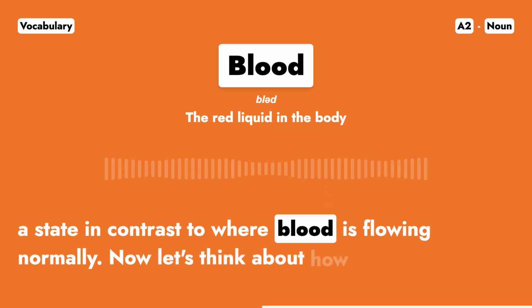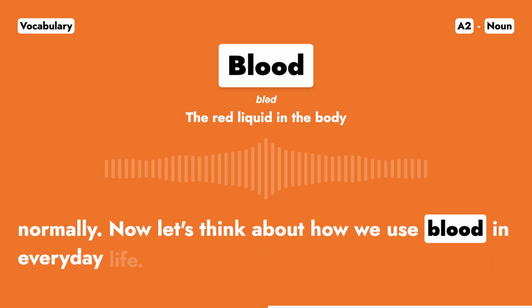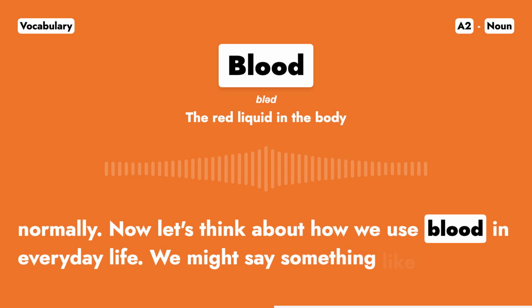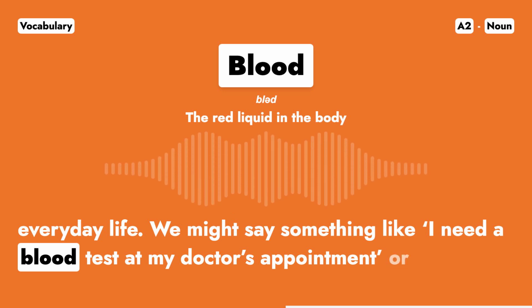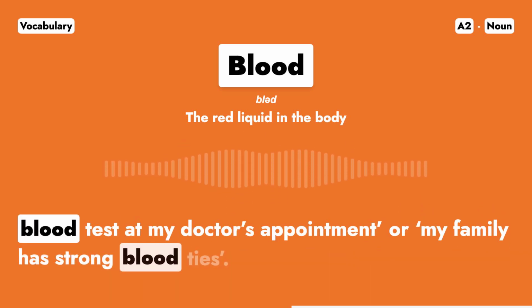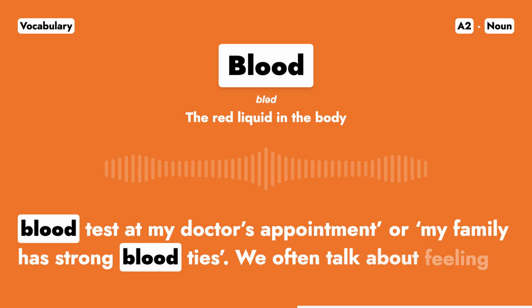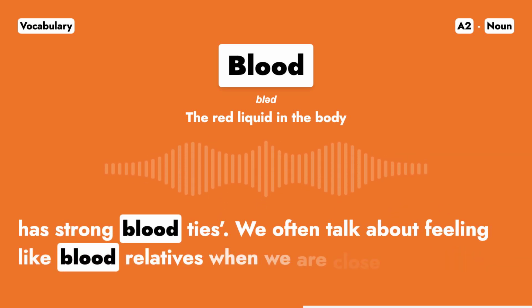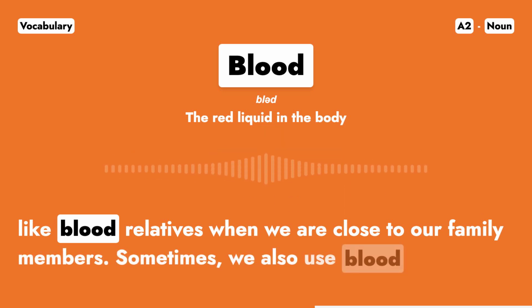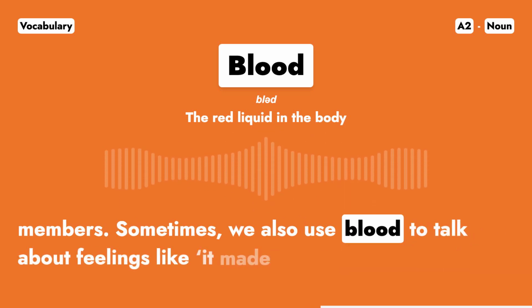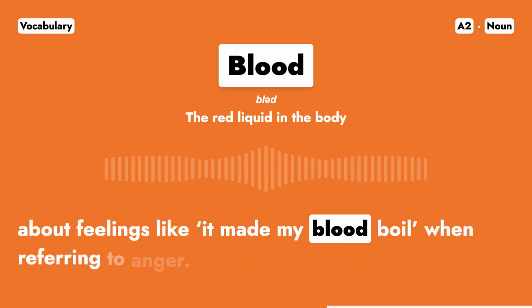Now, let's think about how we use blood in everyday life. We might say something like, I need a blood test at my doctor's appointment, or my family has strong blood ties. We often talk about feeling like blood relatives when we are close to our family members. Sometimes, we also use blood to talk about feelings, like it made my blood boil when referring to anger.